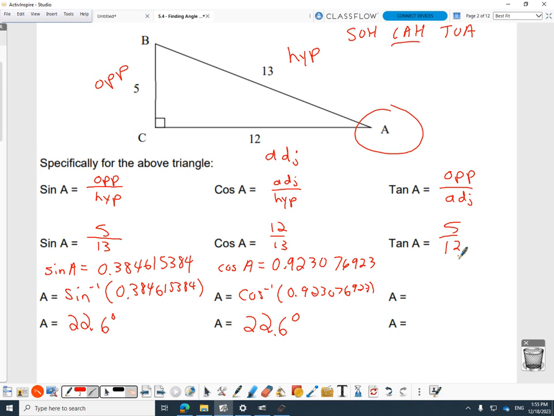Somebody's like, I don't have to write all that down. Watch this. I can just use the fraction if I want. You've got a fraction button in there. Tan inverse of 5/12.